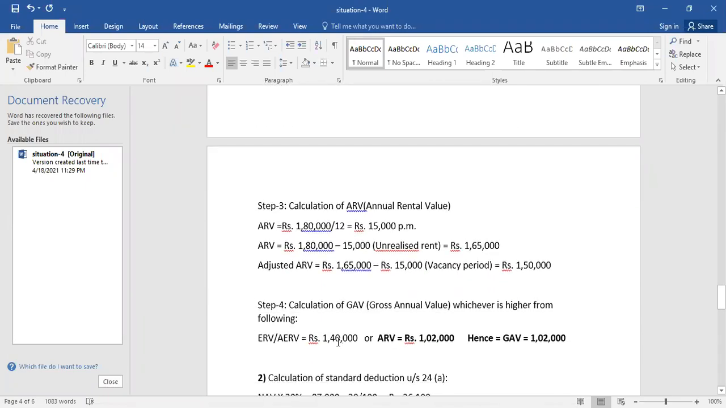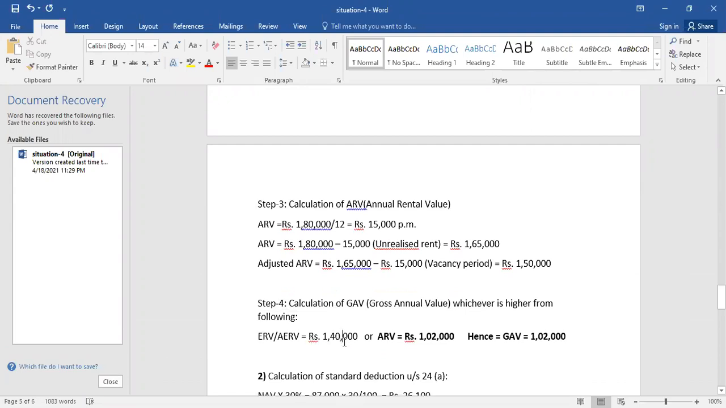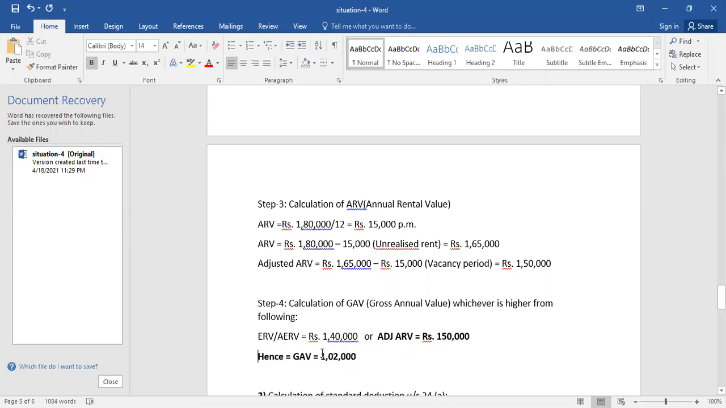Yes, sir. So that's the reason I'm writing ERV or AERV is 1,40,000. Now ARV, here you cannot call it ARV. You should call it adjusted ARV. That is, in the year we did adjustment and we got 1,50,000. So in such a scenario, whichever is higher, we take. Now between these two, whichever is higher, 1,50,000.